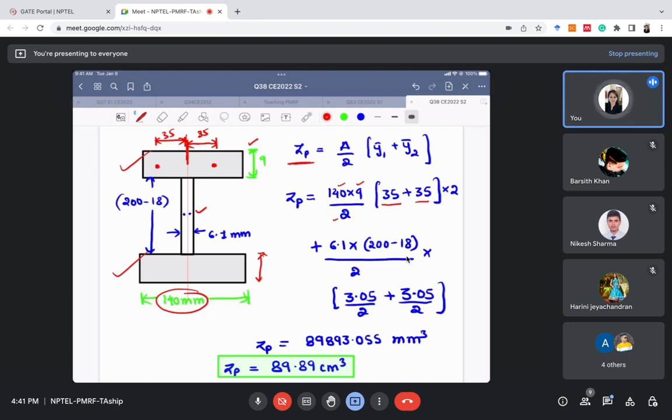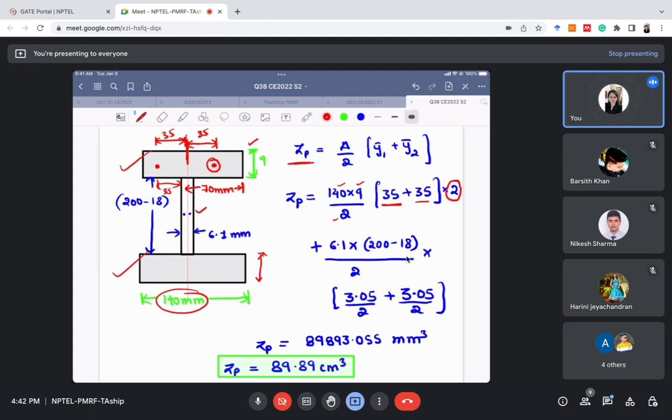The distance of CG of this part from the y-axis: the entire distance is 140 mm, so this distance is 70 mm, and the CG will be at the middle of this. So y1 bar will be 35 mm, y2 bar is also 35 mm, and we are calculating for both the rectangles, that is why I have multiplied it by 2.